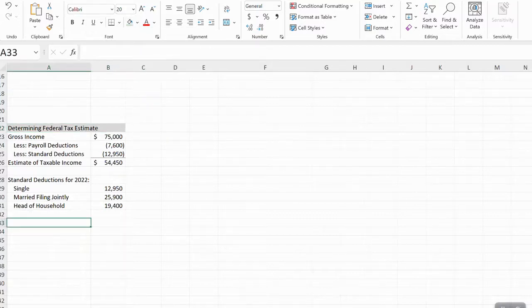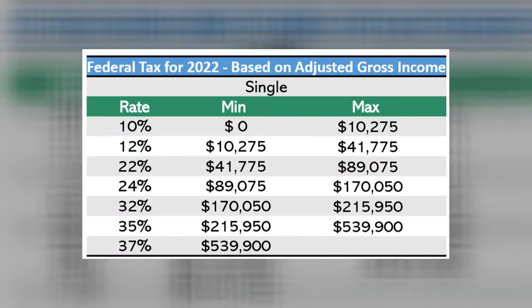Down here, we're going to do another grid. If you want to pause the video for a minute, I'm putting in the amount of taxes for 2022 for single taxpayers based on your adjusted gross income, which is essentially what we just determined. For example, if you make less than $10,275, you will be subject to a tax rate of 10%. If you make more than that, but under $41,775, you'll be subject to 12%, and so on. You see how this is an if-then statement. If I make this much, then I'm subject to this much tax.